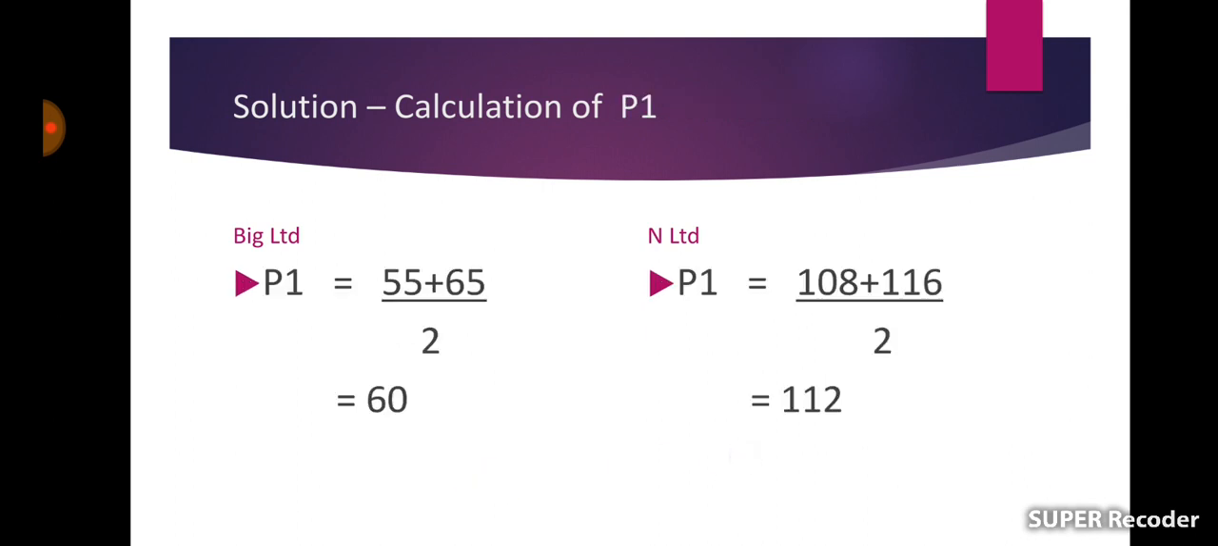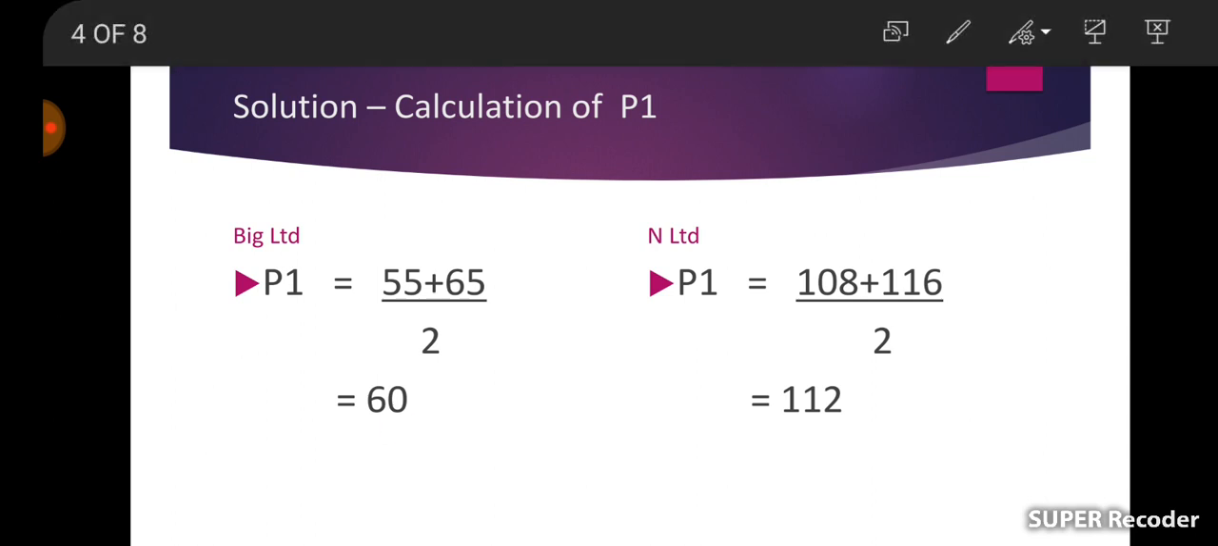P1 means selling price after 1 year. It is said that P1 lies between 55 and 65 in the case of Big Limited, and in the case of N Limited it lies between 108 and 116. So we are taking an average of these. The average selling price after 1 year of Big Limited is (55 + 65) / 2, that's equal to 60, and the average selling price, that is P1 of N Limited, is (108 + 116) / 2, that's equal to 112. So we have calculated P1.